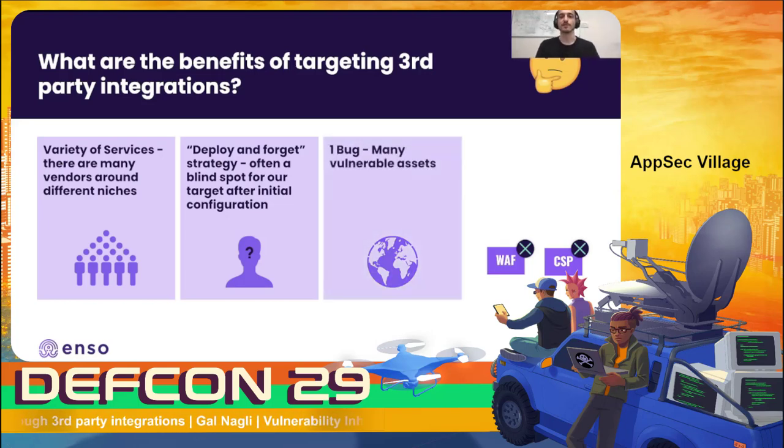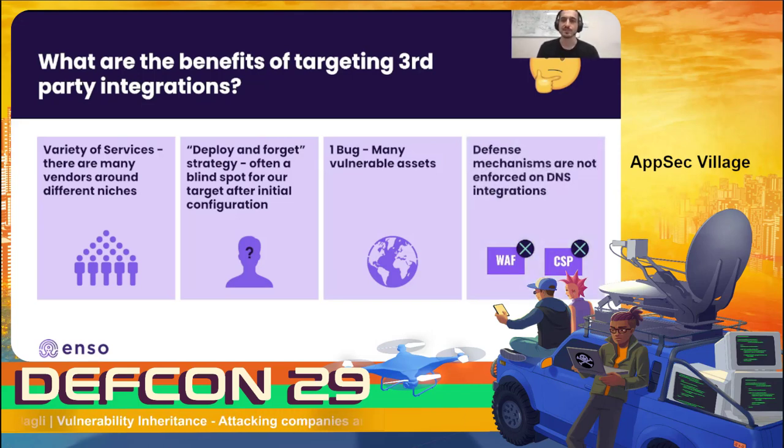The third point will be one bug, many vulnerable assets. If we find a bug on a third-party vendor, every asset on the internet that uses this vendor is affected. The final point: defense mechanisms are not enforced on DNS integrations. If we have a strict WAF or CSP on our main and critical assets, it will probably not apply on the subdomain that we are hosting, which actually aliases a third-party vendor. So if we host a subdomain with a CNAME to a third-party integration, it will most likely not have the strict WAF or CSP that we've set to protect our main website.